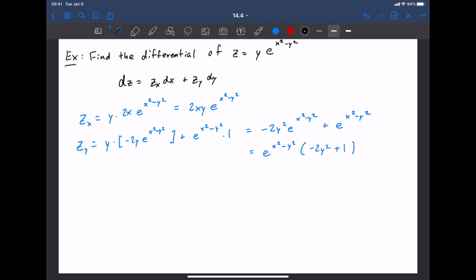So this is how simple it can be. The differential, I'm just going to plug these formulas in for my partial derivatives. E to the x squared minus y squared times the differential for x, plus e to the x squared minus y squared times all this junk times the increment, the differential with respect to y. Sorry, the language is definitely getting to me after all this.